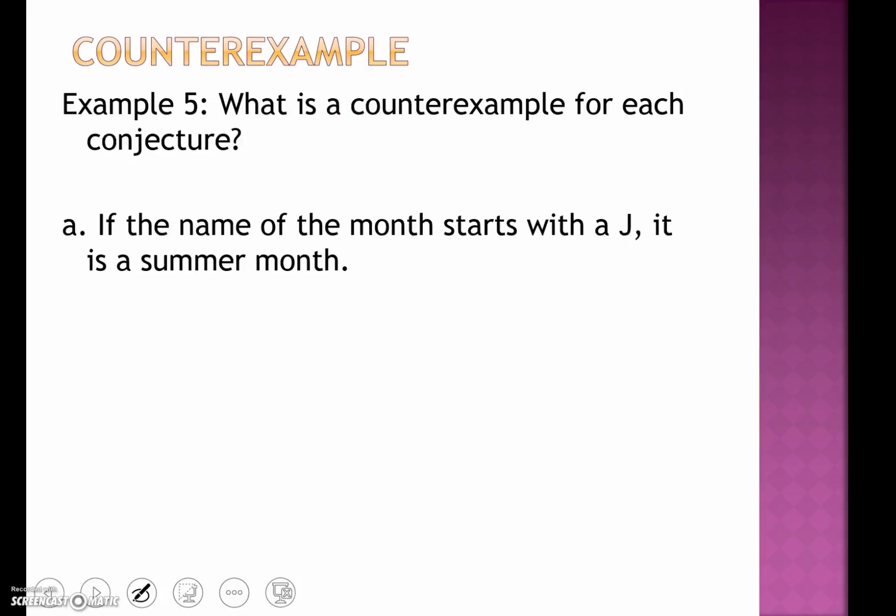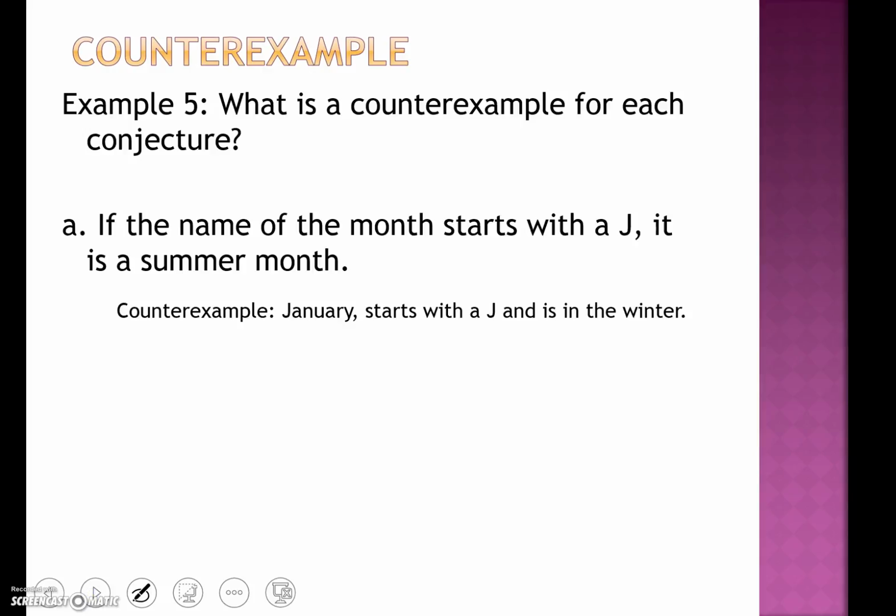So here's our last example. We're going to do 3 of them. We want to find a counterexample if it exists. For example, if the name of the month starts with a J, it is a summer month. Well, we do have June, and we do have July, but we have January. January starts with a J, and that is found in our winter months. So that is a counterexample for my conjecture that if it starts with a J, it's a summer month.